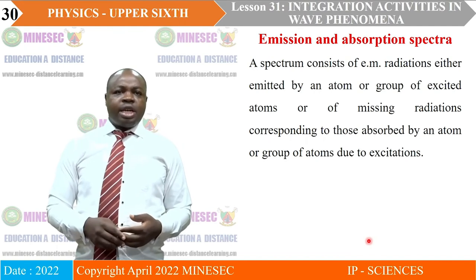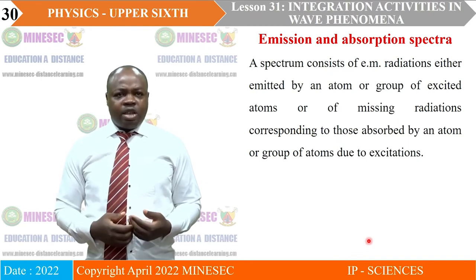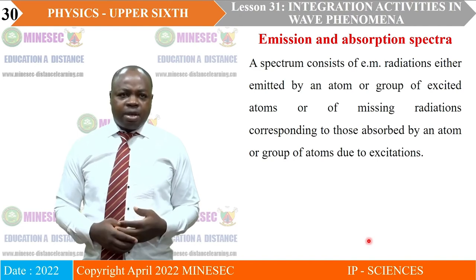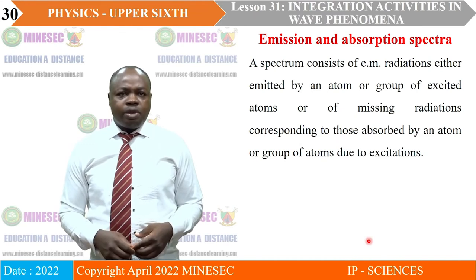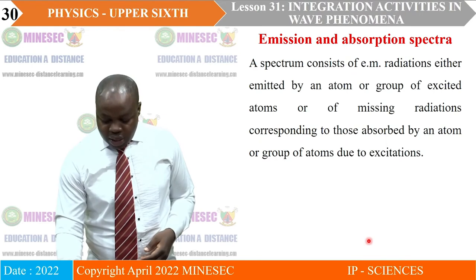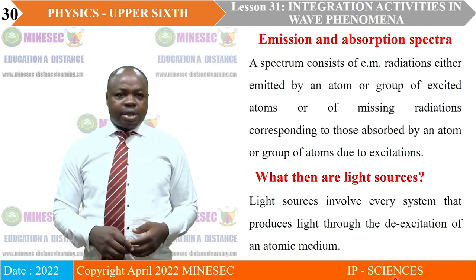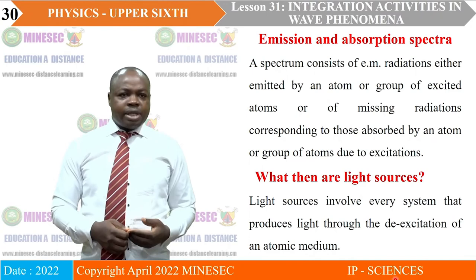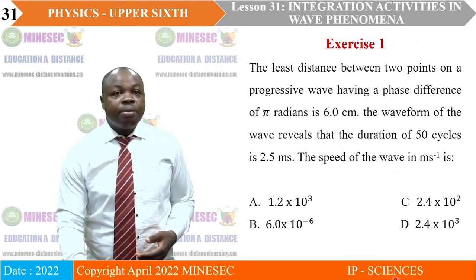We saw the emission and absorption spectra. A spectrum consists of electromagnetic radiation either emitted by an atom or groups of excited atoms, or radiation corresponding to that absorbed by atoms or groups of atoms due to excitation. We have equally seen light sources, which involve every system that produces light through the de-excitation of an atomic medium.